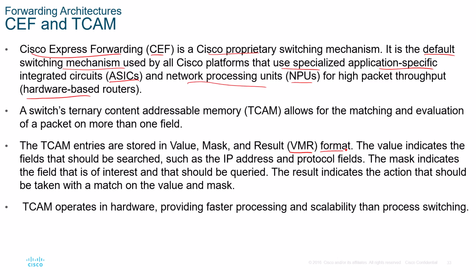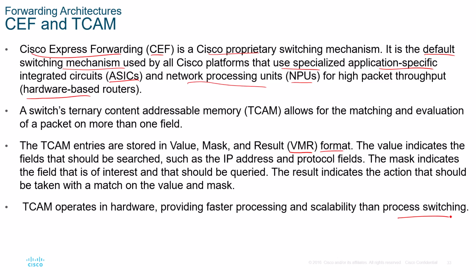The mask will indicate the field that is of interest and should be queried, and the results indicate the action that should be taken. The TCAM operates in hardware, thus allowing faster processing and scalability than process switching. Sadly, this is conceptual. We don't get to see this occur. There isn't an easy way to show this.